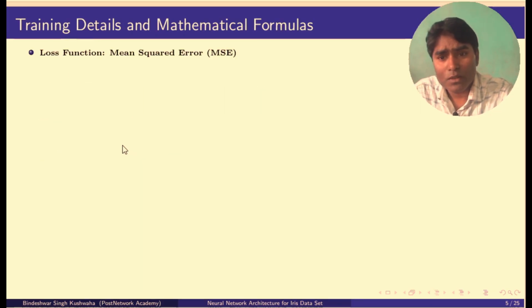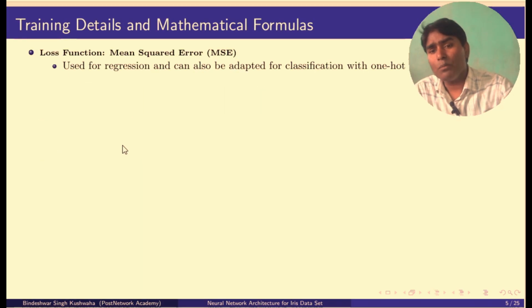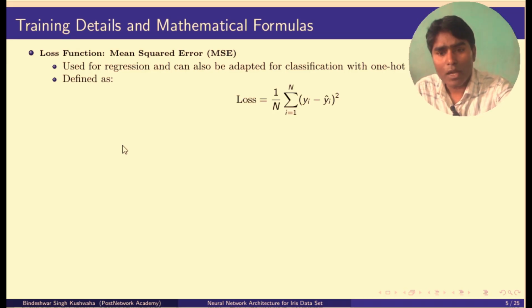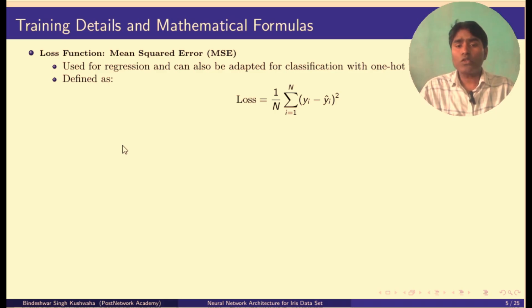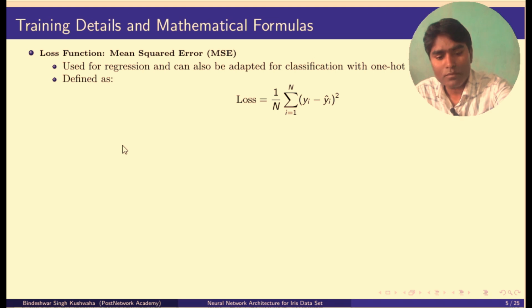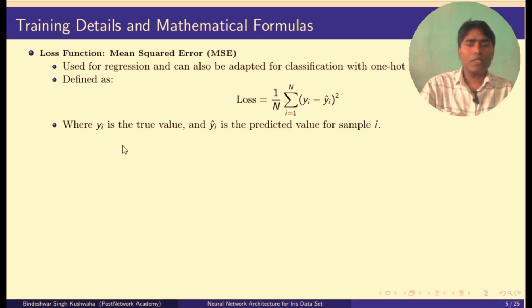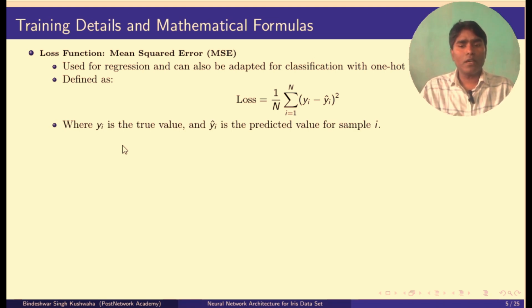Now for the loss function, we will use mean squared error, and the formula is 1 upon n, summation from i equals 1 to n, of the actual value minus the predicted value, squared. Here you can see that y_i is the true value and y hat is the predicted value for sample i.